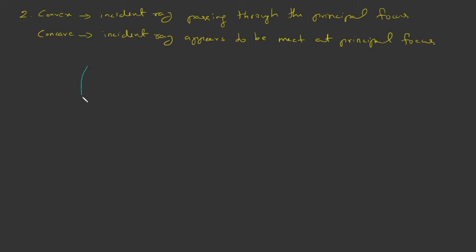For that, we are going to draw a convex lens and a concave lens. Let us draw the principal axis. Mark the focus f1 and f2. Here also the principal focus is f1 and f2. For a convex lens, we are going to consider the incident ray passing through the principal focus. So the ray is such that it passes through the principal focus.